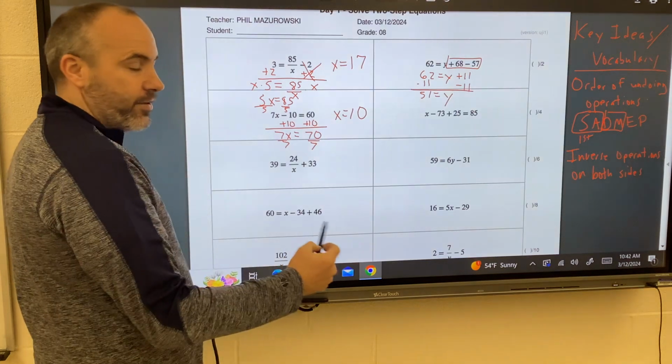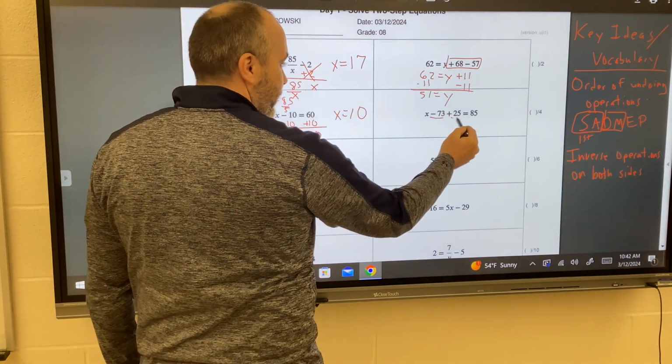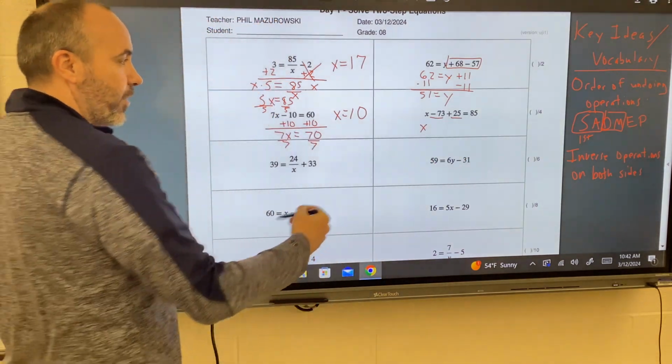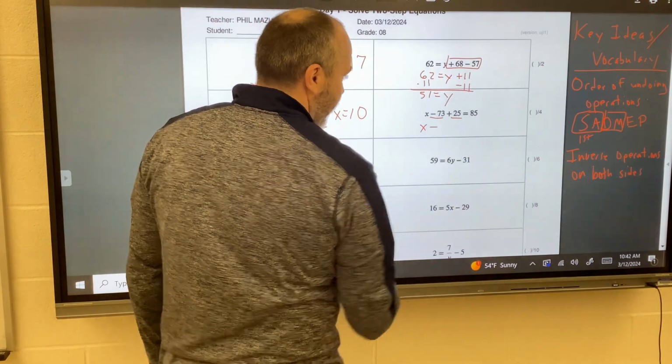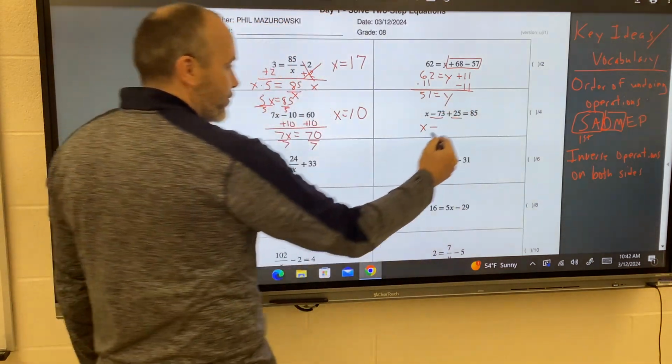We've got another one here where we should simplify first, recognizing that the minus sign doesn't go with the x. The minus sign goes with the 73. So this is negative 73 and a positive 25. So we look at negative 73 and positive 25. That is going to be negative because the negative number is larger.